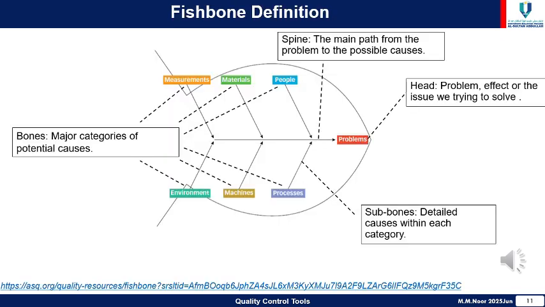So this is the fishbone diagram example. As you can see, the head of the fish represents the problem we are facing, and each main bone shows a category of possible causes like people, materials, measurements, environment, machines, process. By brainstorming each category, we can dig deeper into what's really causing the problem instead of guessing, which leads to more effective solutions. Each bone has sub-bones, which are the detailed causes within each category, and the spine actually tells us the main path from the problem to the possible causes.